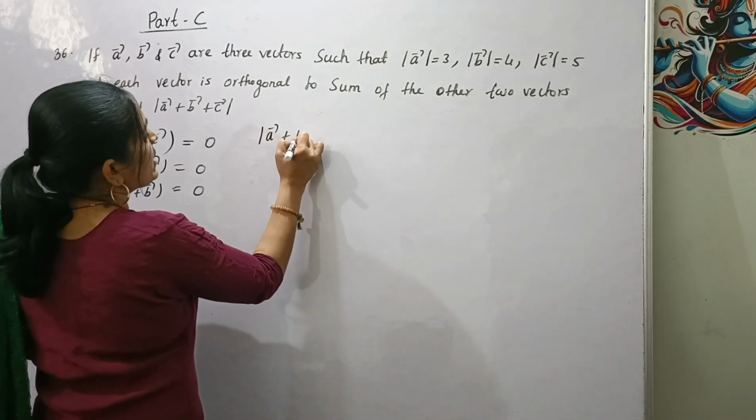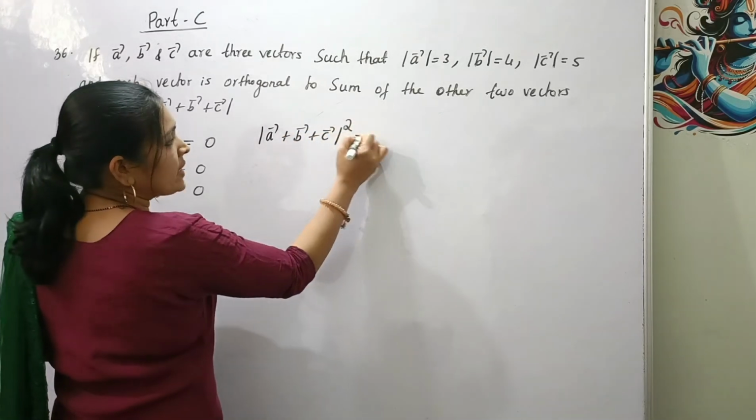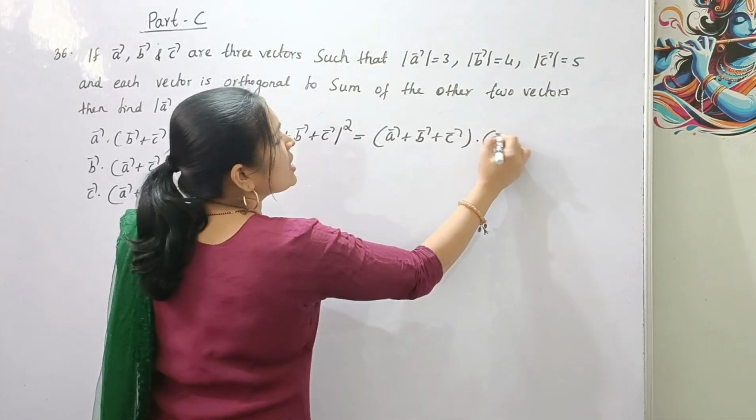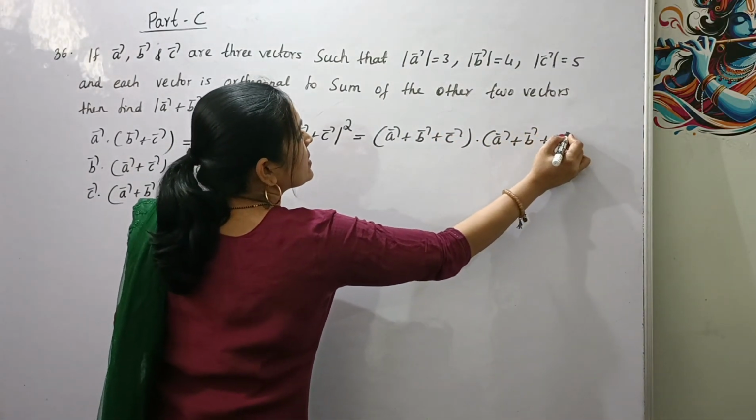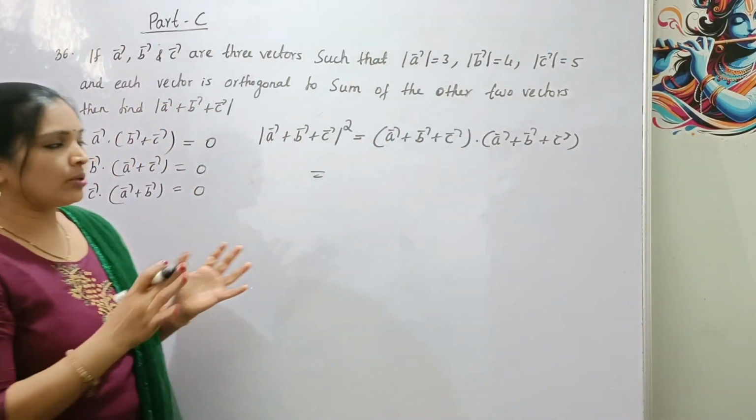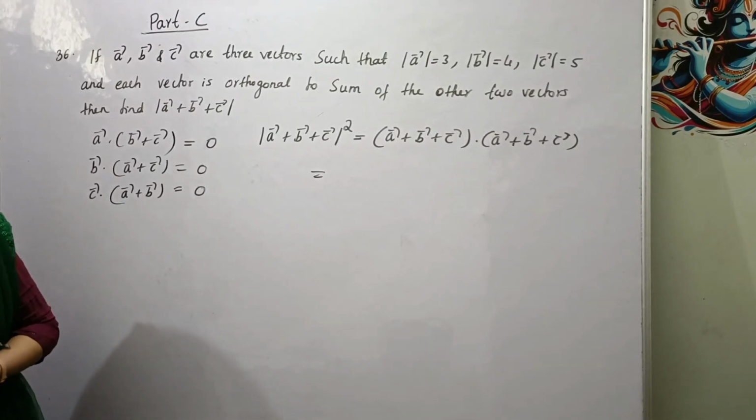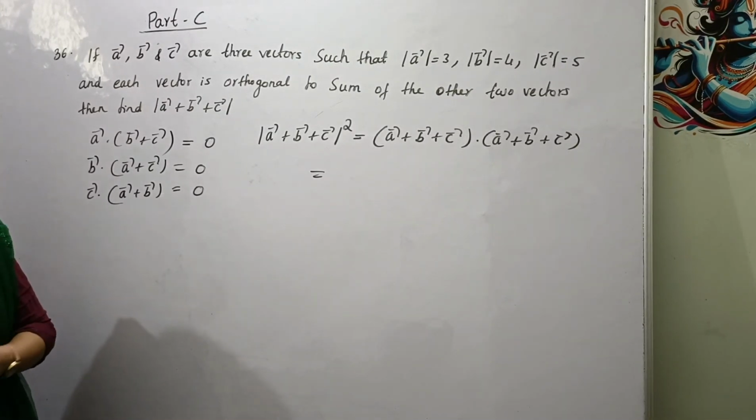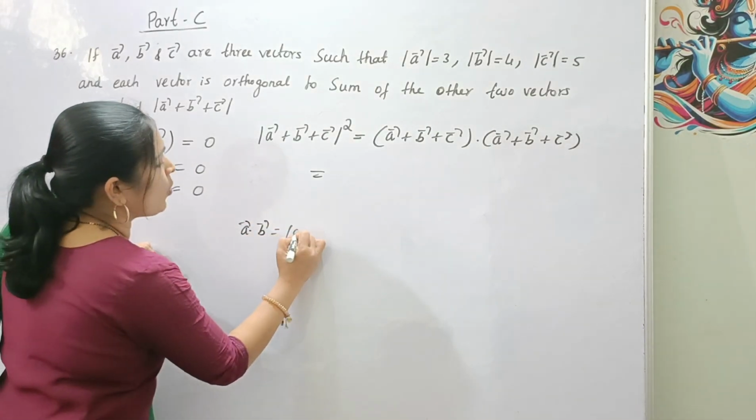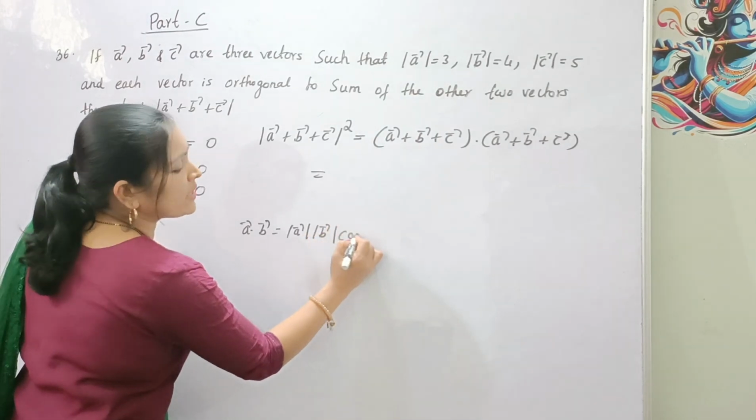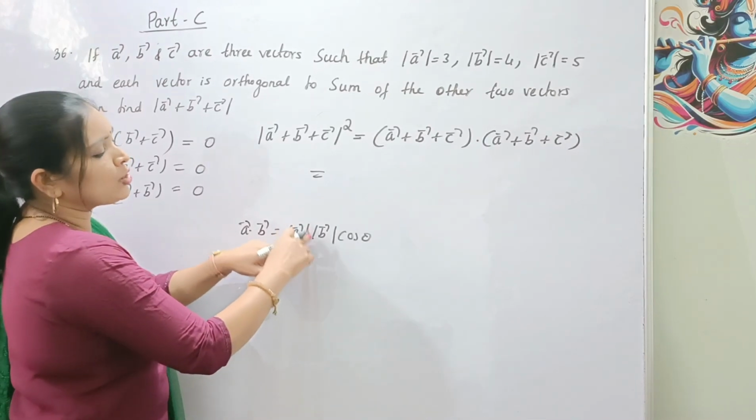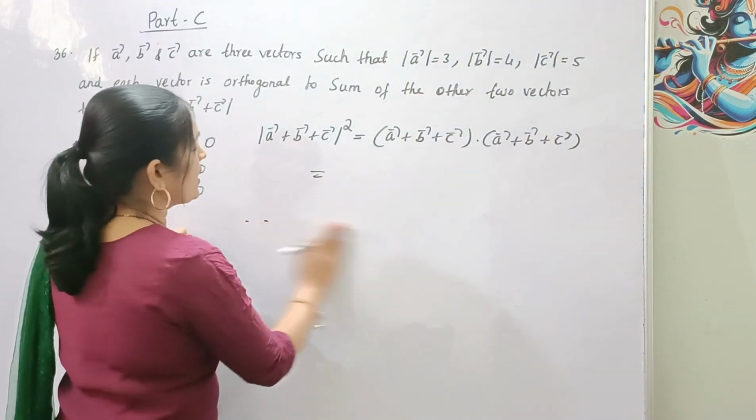Modulus of vector A plus vector B plus vector C whole square is equal to vector A plus vector B plus vector C dot vector A plus vector B plus vector C. Simplify. Vector A dot vector A is nothing but modulus of vector A whole square because its angle is 0, cos 0 is 1. Because vector A dot vector B is equal to modulus of vector A into modulus of vector B cos theta. If theta is equal to 0, vector A dot vector A is modulus of vector A into modulus of vector A, that is modulus of vector A square.